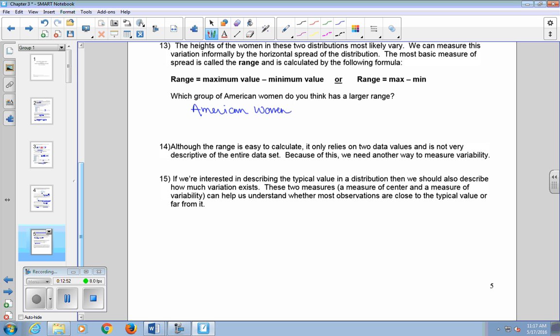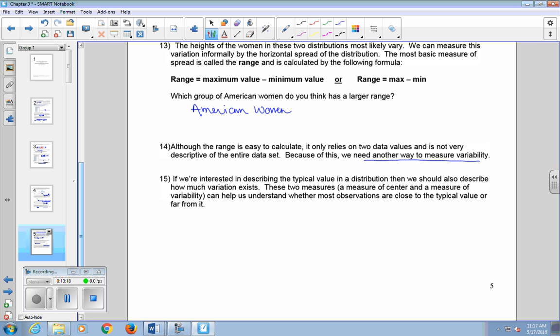Although the range is easy to calculate, it only relies on two data values, your maximum data value and your minimum data value. And it's not very descriptive of the entire set. It's very dependent. If you have an outlier, it may be misleading. So because of this, we need a better way to measure variability.